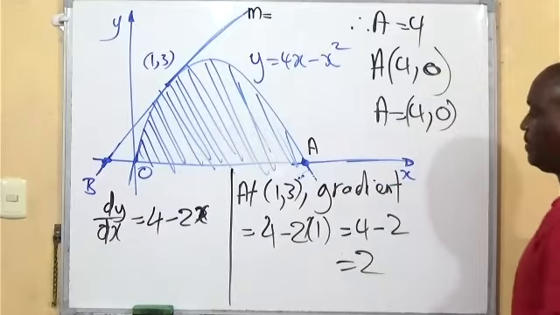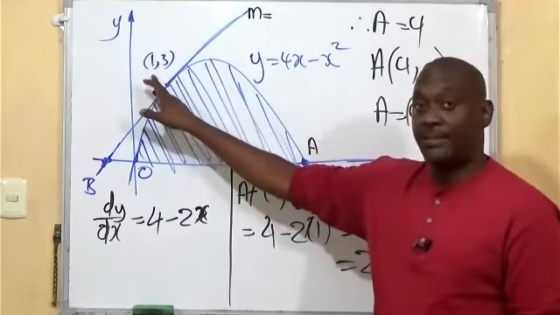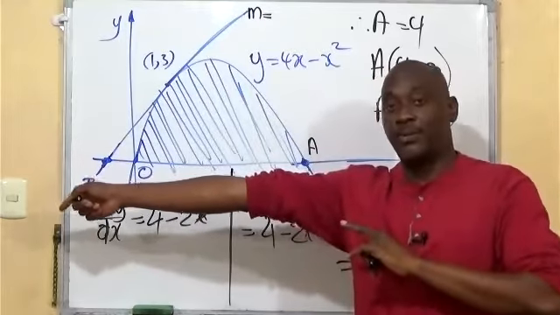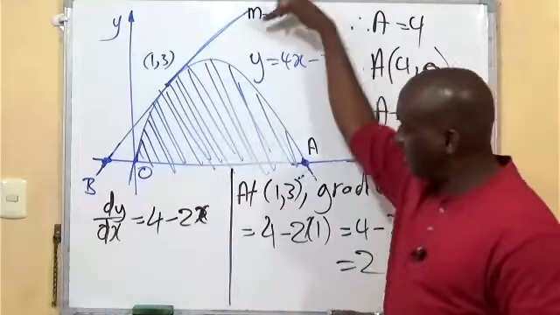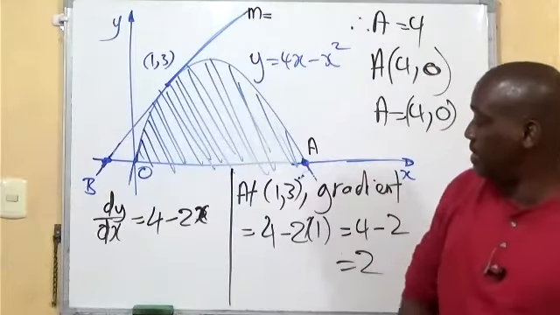So we know the gradient is 2. So we have the gradient, and we have a point through which the line passes. So again, back to your coordinate geometry in your maths. We are now in a position to find the equation of this particular straight line, which is the tangent.